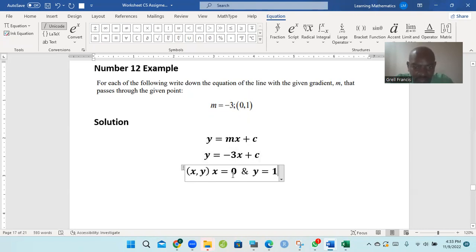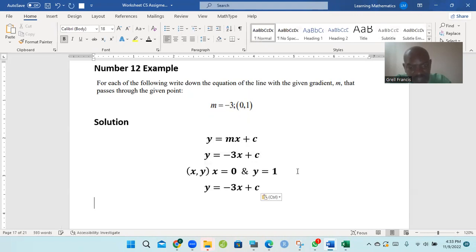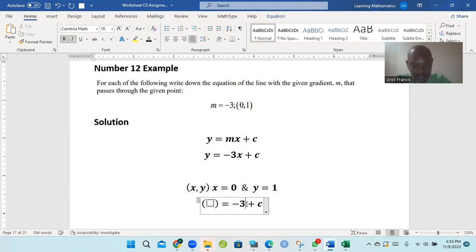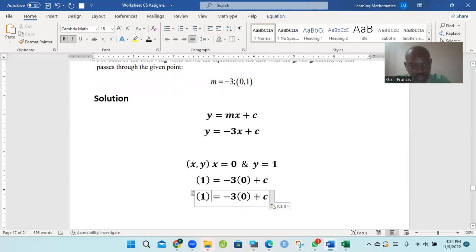Since we know the value of x and we know the value of y, we can solve for c. So in this half-completed equation, where c is missing, in the place of y we can put 1 because y is 1. And in the place of x we can put 0 because x is 0. So we have 1 is equal to -3 times 0 plus c. 0 times any number is 0. So we are left with 1 is equal to c.